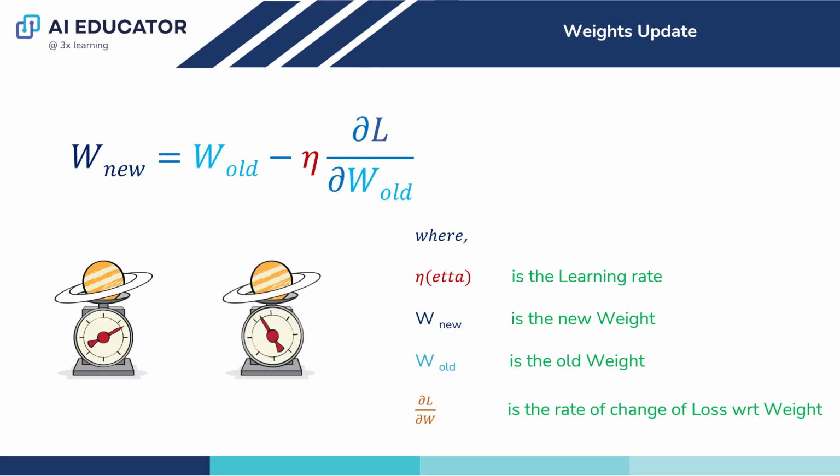In a similar way, we will also be updating the bias with the help of a formula where B new equals B old minus eta dou L by dou B old, where B new is the new bias, B old is the old bias, eta is the learning rate, and dou L by dou B is the rate of change of loss with respect to bias.